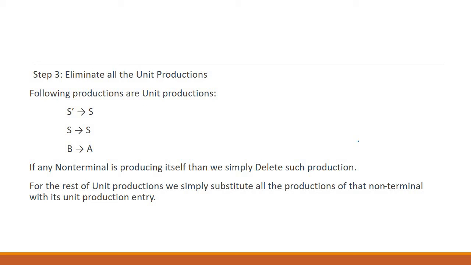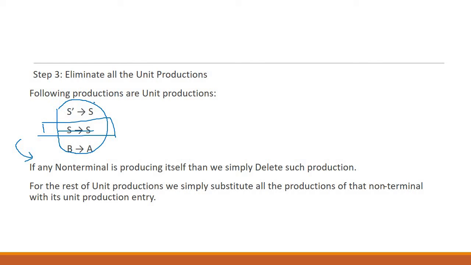Step number 3, eliminate all the unit productions. So we need to identify the unit productions. And what are the unit productions? Unit productions are those productions in which the production contains one single non-terminal. So these 3 are the unit productions. The first thumb rule is that if any production is producing itself, we just need to delete this particular production. We don't need to do any other thing. We just need to delete this production because it does not create any impact.